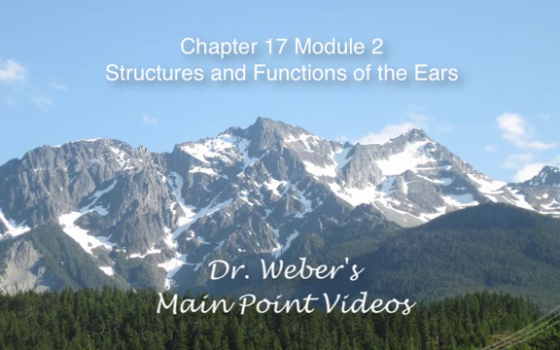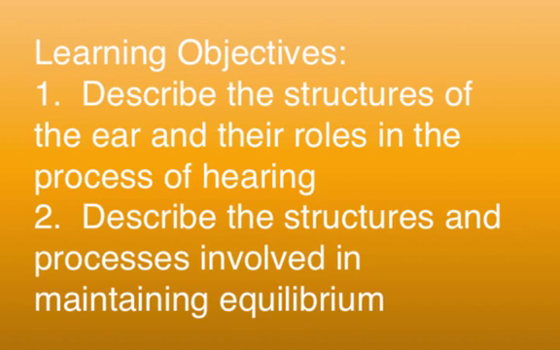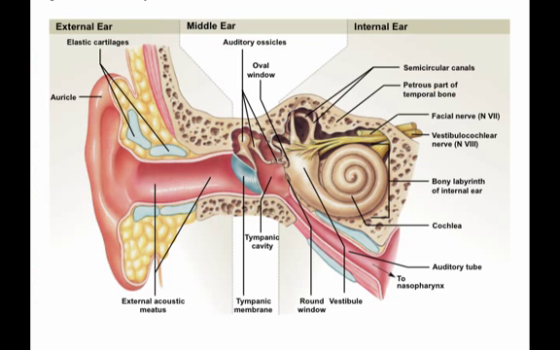This is Chapter 17, Module 2, Ears and Hearing. The learning objectives of this module are: 1. Describe the structures of the ear and their roles in the process of hearing, and 2. Describe the structures and processes involved in maintaining equilibrium.